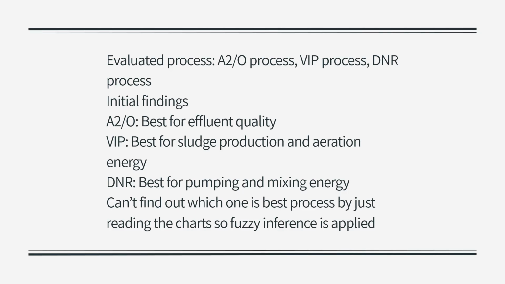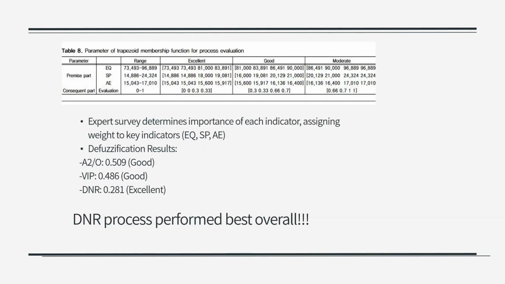Instead, a fuzzy inference system was applied to assign importance weights to key indicators. The results of defuzzification show that A2O scored 0.509, which was good. VIP process scored 0.486, which was also good, and DNR process scored 0.281, which was excellent. So thus the DNR process was determined to be the most effective overall.